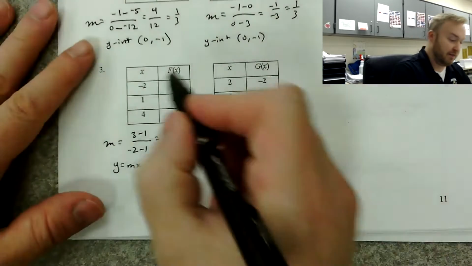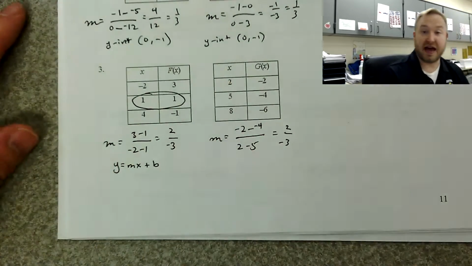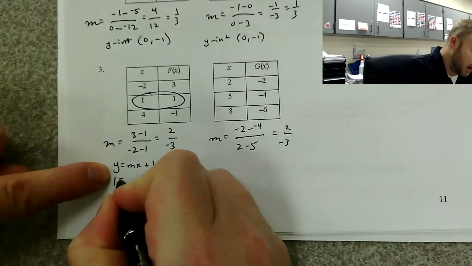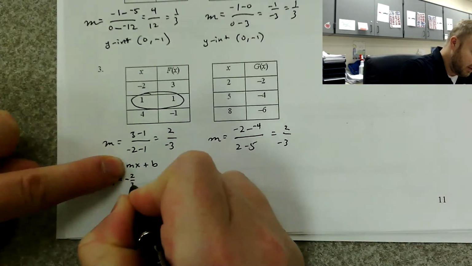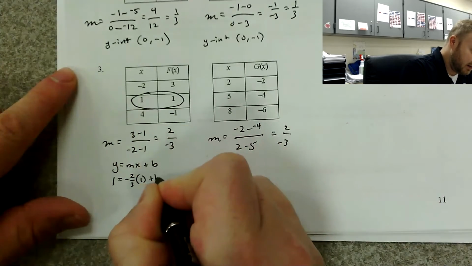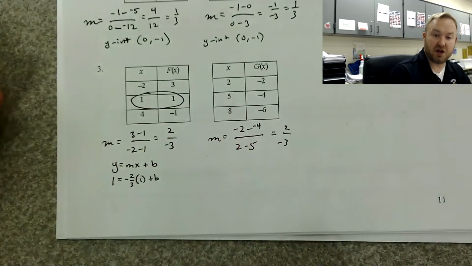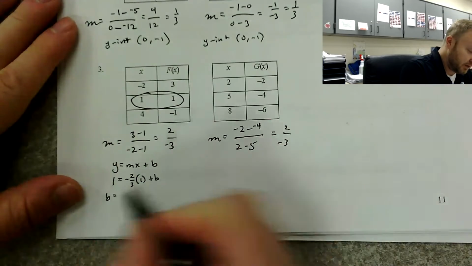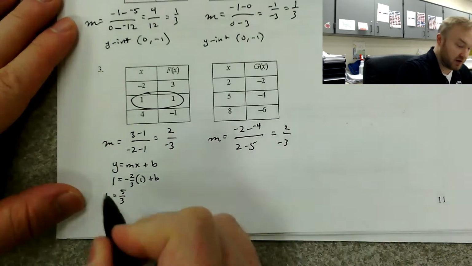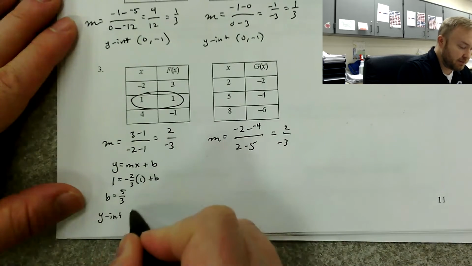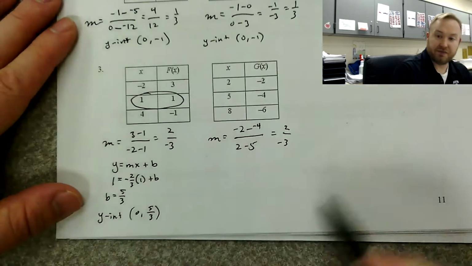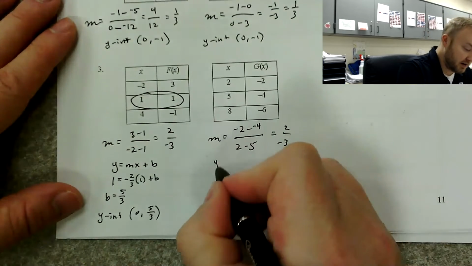Just choose one. Let's pick 1, 1, because that seems like the easiest point to use. Y-coordinate is 1. Slope is -2/3. X-coordinate is also 1, plus b. And let's just solve that for b. B would be 1 plus 2/3, which is 5/3. So my y-intercept is 0, 5/3. Let's do the same thing over here.